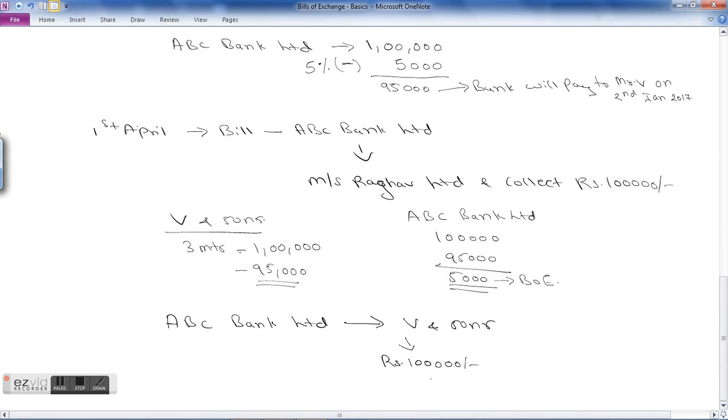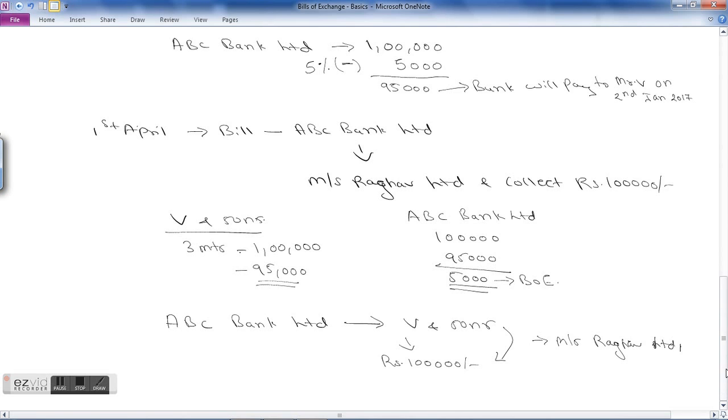Okay, so this is known as bill dishonored by Messrs. Raghav Limited. So V and Sons will have to pay bank rupees 1 lakh, and then it has to recollect it from Messrs. Raghav Limited. Okay, so this is known as dishonoring a bill. Since Messrs. Raghav Limited has dishonored the bill, the bank will collect the money from Messrs. V and Sons, and then subsequently Messrs. V and Sons has to recollect it from Messrs. Raghav Limited.